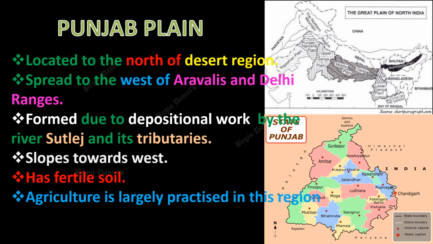Punjab Plain. It is located to the north of the desert region, spread to the west of the Aravallis and to the Delhi ranges, formed due to the depositional work by the river Satluj and its tributaries. It slopes towards the west. It has fertile soil. Agriculture is largely practiced in this Punjab plain.